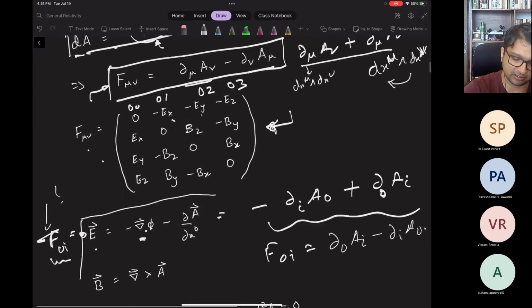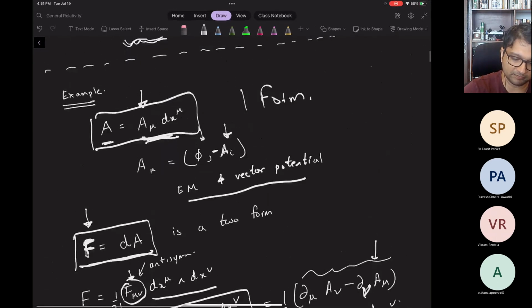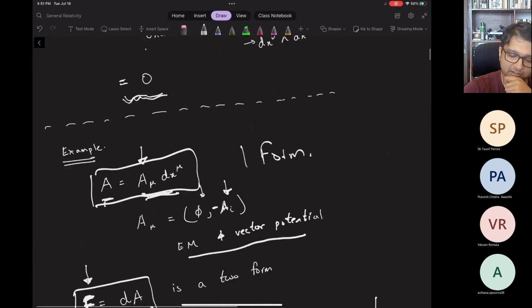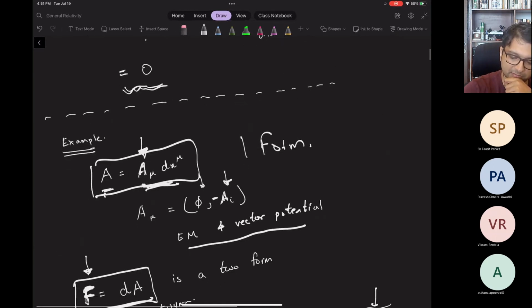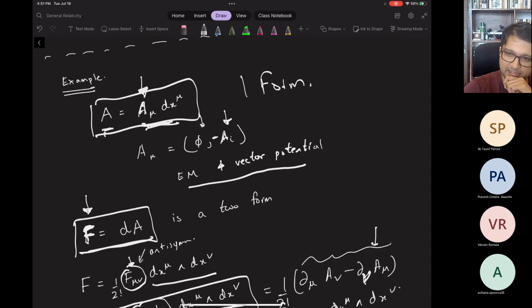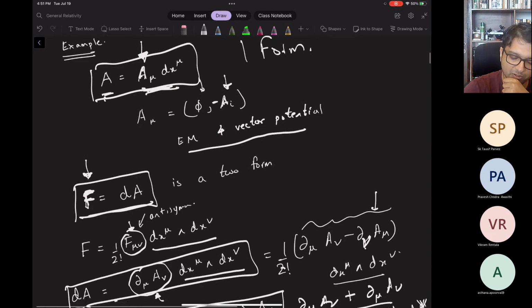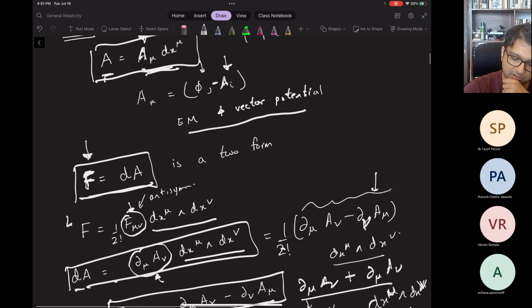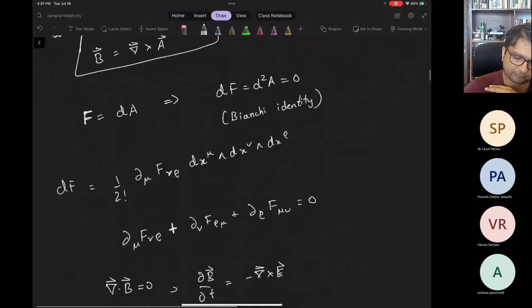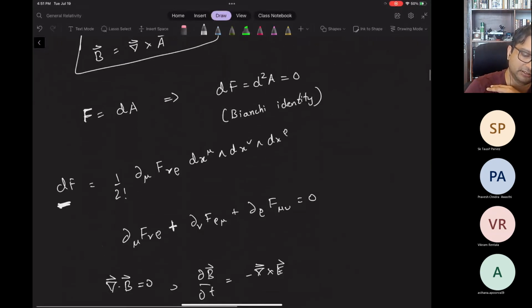The one form A can be written in terms of the electromagnetic vector potential as A mu, and F can be written as dA. So in a very compact notation, F is equal to dA, where what you mean by F is these coefficients F mu nu times dx mu wedge dx nu. And now let's consider dF. Now dF is equal to d squared A, because it's the exterior derivative acting on dA, and that should be 0 by what we've just argued.